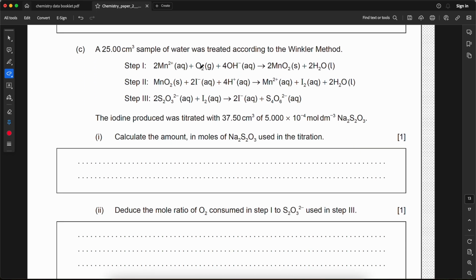A 25 centimeter cube sample of water was treated according to the Winkler method. These are the reactions. The iodine produced was titrated with 37.50 centimeter cube of 5 times 10 to the power negative 4 mole decimeter cube sodium thiosulfate. Calculate the amount in moles of sodium thiosulfate used in the titration. So n equals C times V. C is known, which is 5 times 10 to the power negative 4 times 0.0375. You get 1.875 times 10 to the power negative 5.